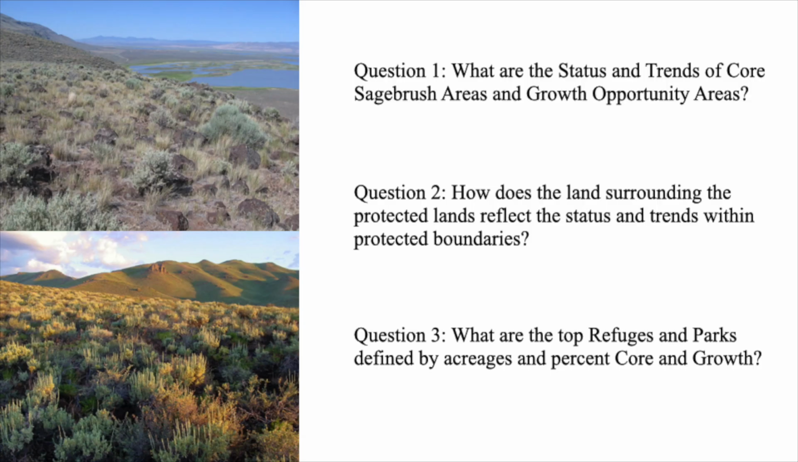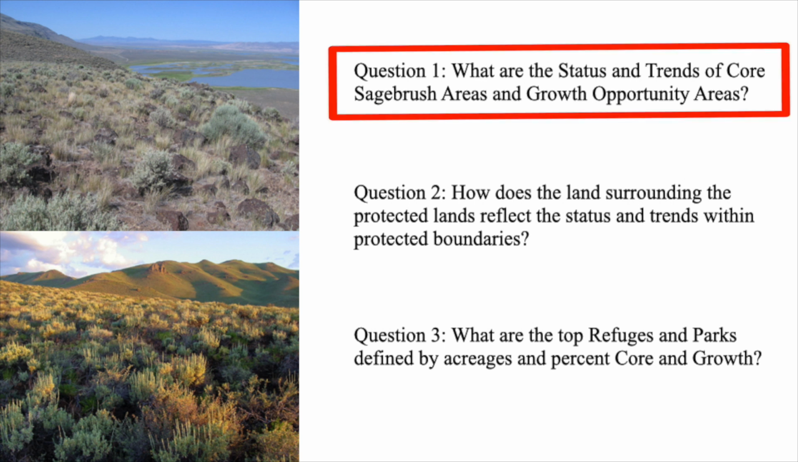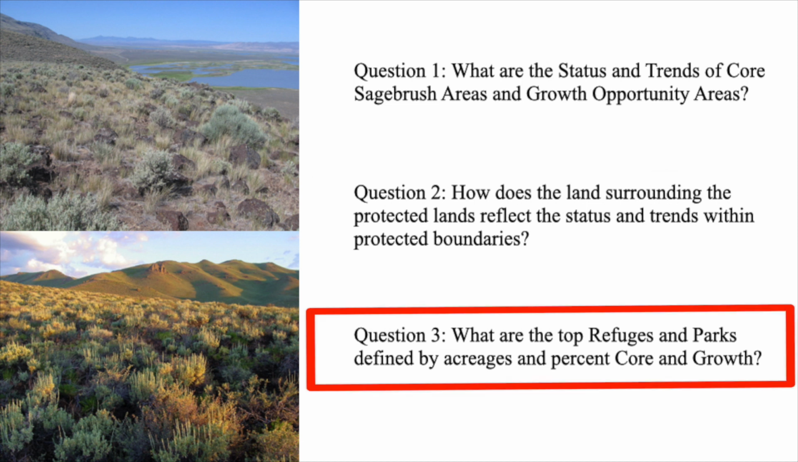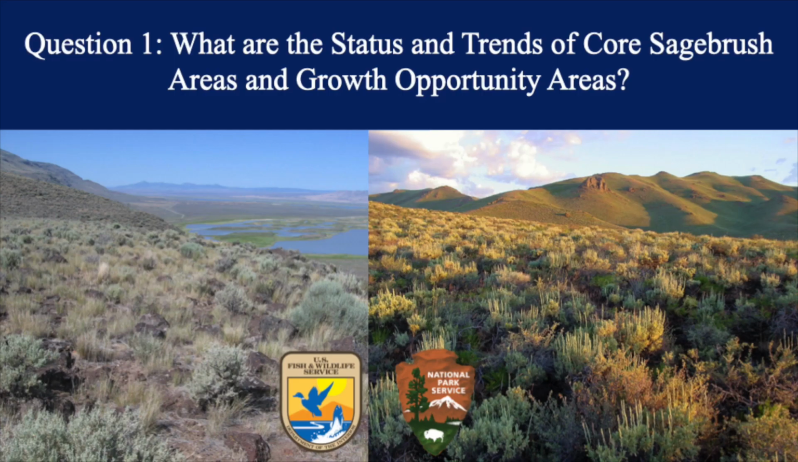So we had three questions that I'm going to address as part of this talk today. The first and foremost is, what were the status and trends of core sagebrush areas and growth opportunity areas in parks and refuges? The second question is, how does the local landscape surrounding our parks and refuges reflect or relate to what we're seeing as far as trends within our parks and refuges? And lastly, what are the top refuges and parks defined by how much core sagebrush area they contain? So how can we identify where our resources are?